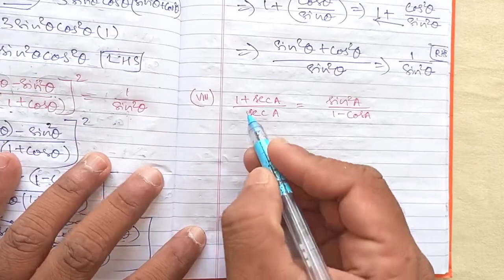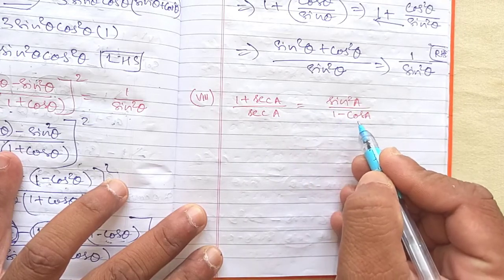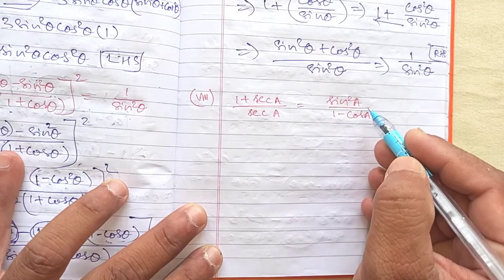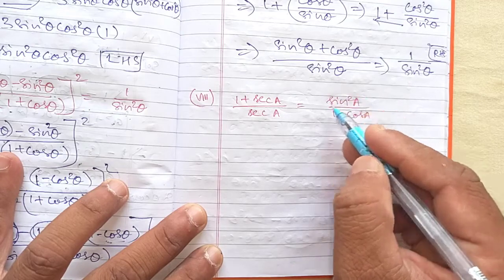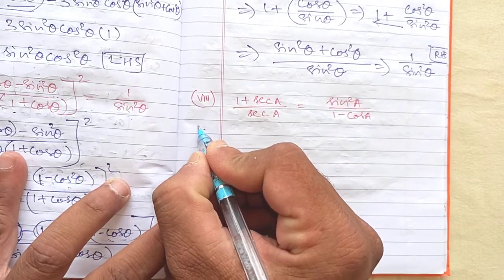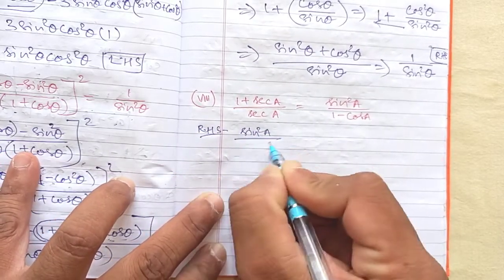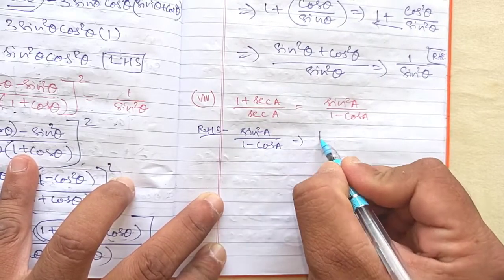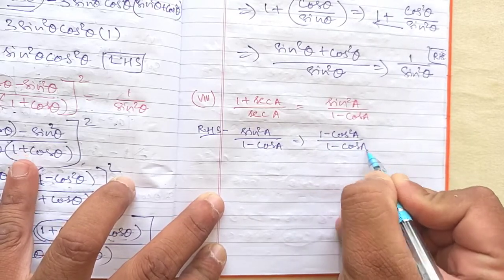Okay, next bit. In question number 8 it is given 1 plus sec a whole divided by sec a equals sin square a by 1 minus cos a. You can either take LHS and prove RHS, or you select RHS and prove LHS. I will take RHS because there is a square, we can use a formula for this term. So I will write RHS, sin square a divided by 1 minus cos a. What is the formula for sin square a? 1 minus cos square a divided by 1 minus cos a.